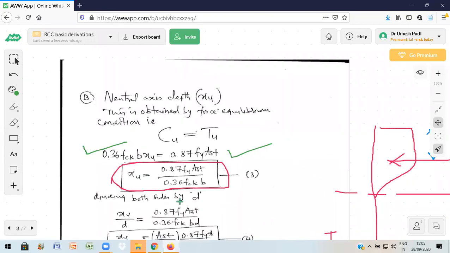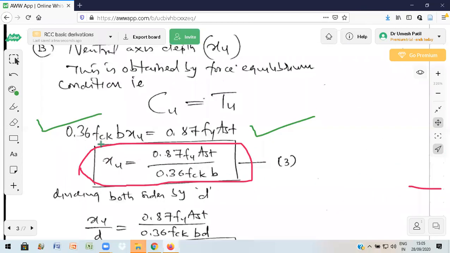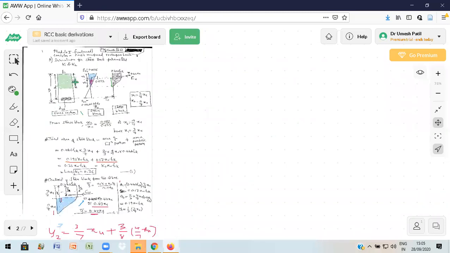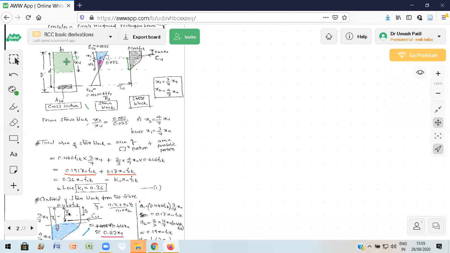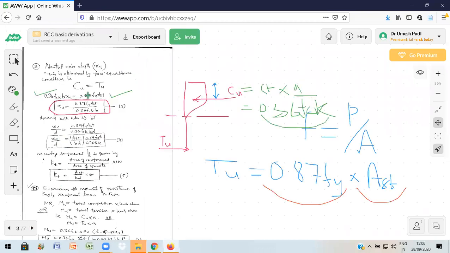Now observe this. 0.36 fck is stress into area, B into Xu. B into Xu is the compression zone area when you see the cross section of the beam. That is this colored part, that is B into Xu, because that much is compression zone. Now observe here. Cu and Tu I have explained. Since these two must be equal, only then a couple is formed.